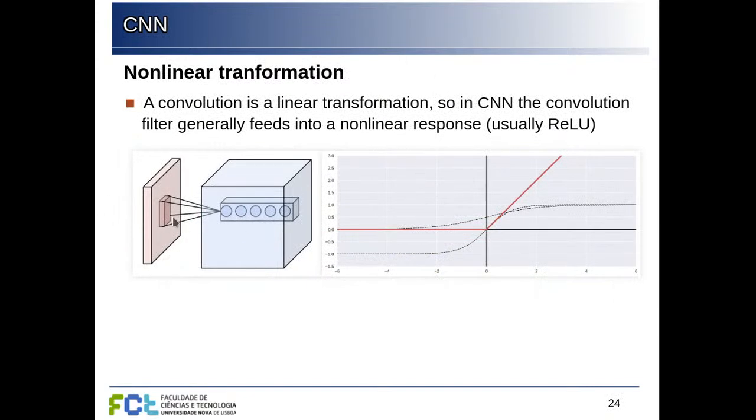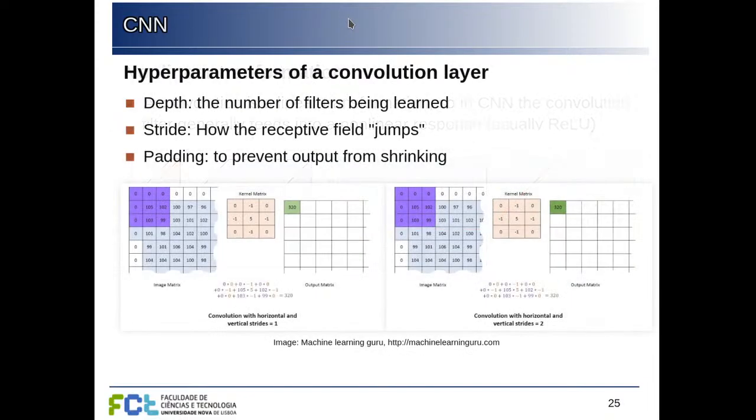Since the convolution is a linear operation, we also include in convolutional layers an activation function to give us a nonlinear response. Otherwise, stacking these layers would not make sense. So typically, we use rectified linear unit or some variant of that to improve training, and we keep stacking these convolutions, activations, and then feed into the next convolution layer and so on.